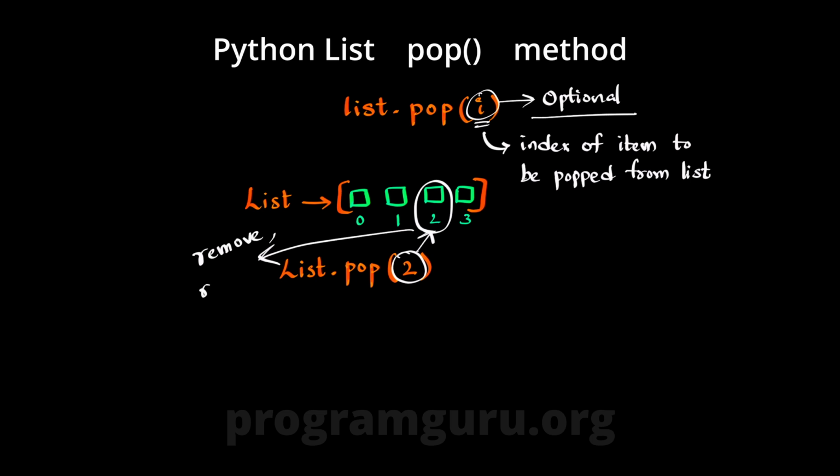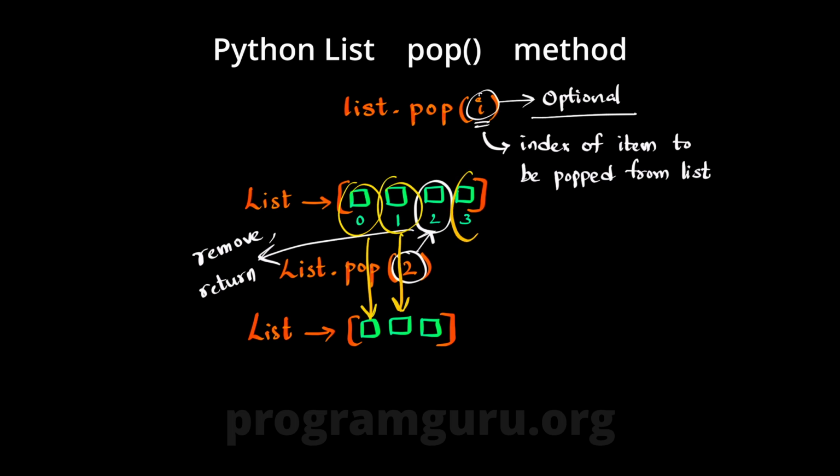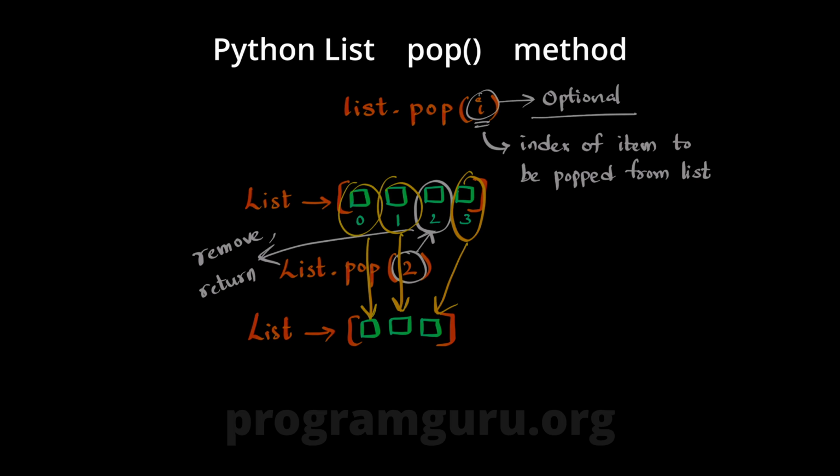If you do not specify any index to the pop method, then it considers the position of the last item in the list as the index. It removes the last item and returns the last item in the list. It modifies the original list. The items after the popped item are shifted to the left by 1 position. The length of the list is reduced by 1.